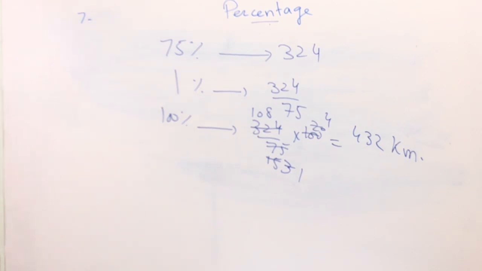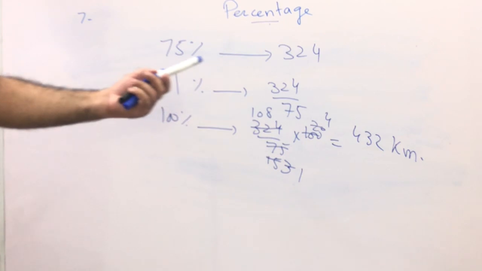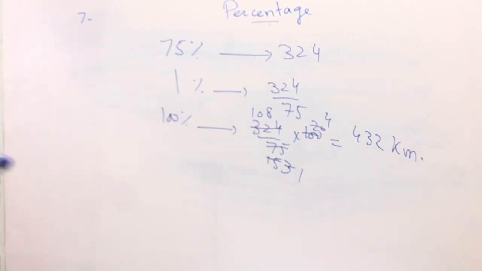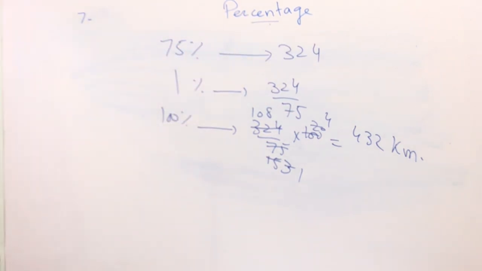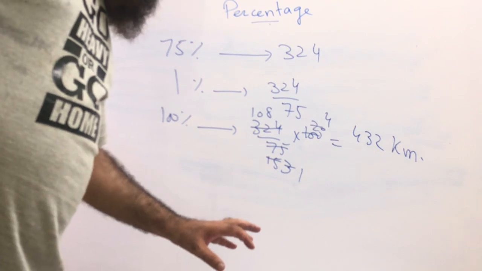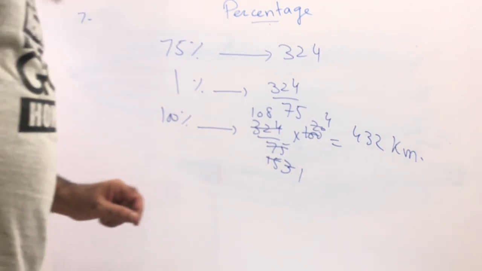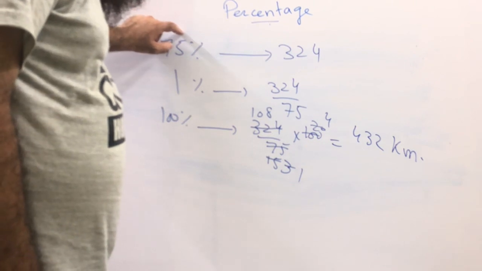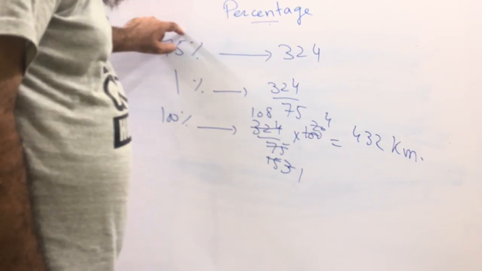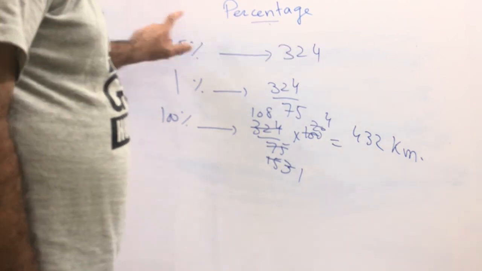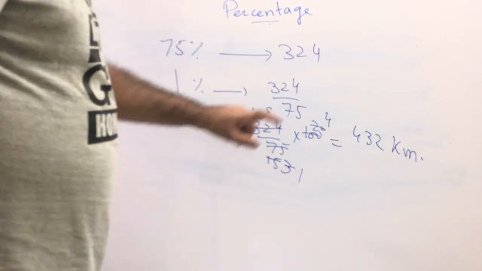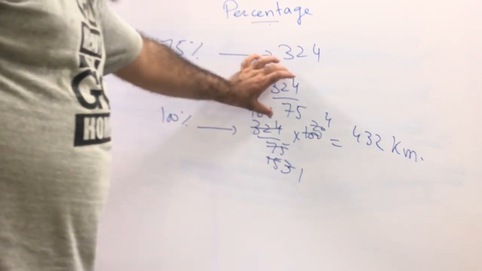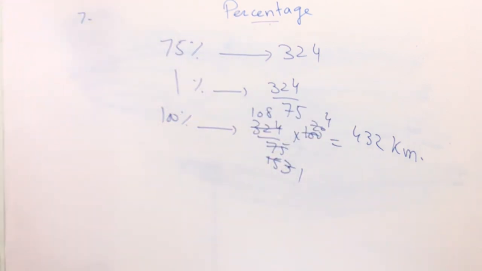Another way was that if this is 75%, and this is 1%, we can find 25%, which was the second day, and then add that answer to this one, but that would be a long story. So this is the simplest way. It is given that 75% of his journey was on the first day, and he travelled 324 km on the first day, so 75% is equal to 324. So 1% is 324 divided by 75, and we need to know 100%, so we multiply with 100 and get the answer after simplification.